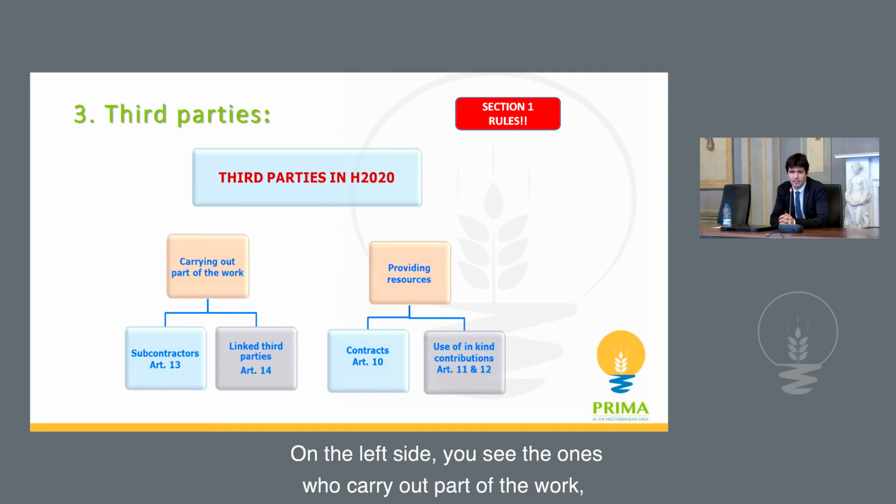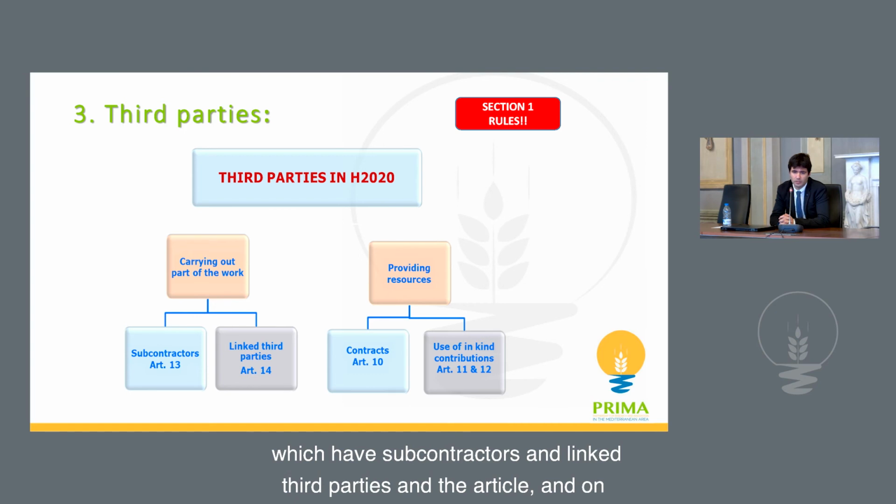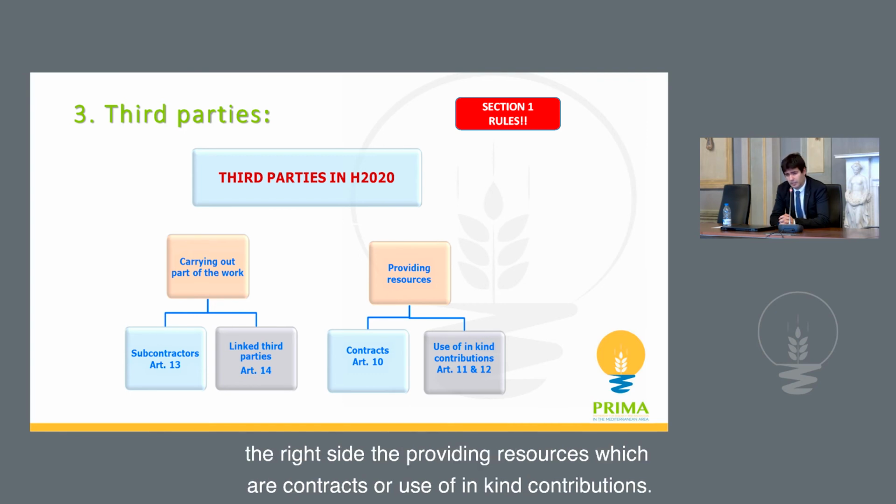On the left side, you see the ones who carry out part of the work, which have subcontractors and linked third parties, and the article. And on the right side, the ones providing resources, which are contracts or use of in-kind contributions.